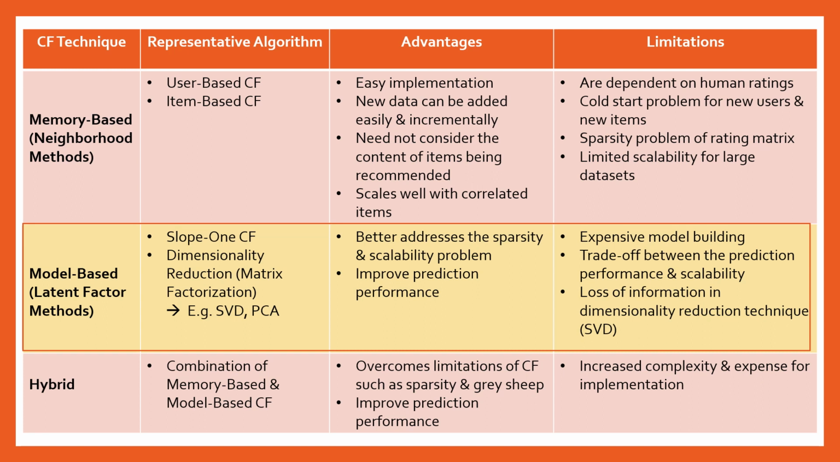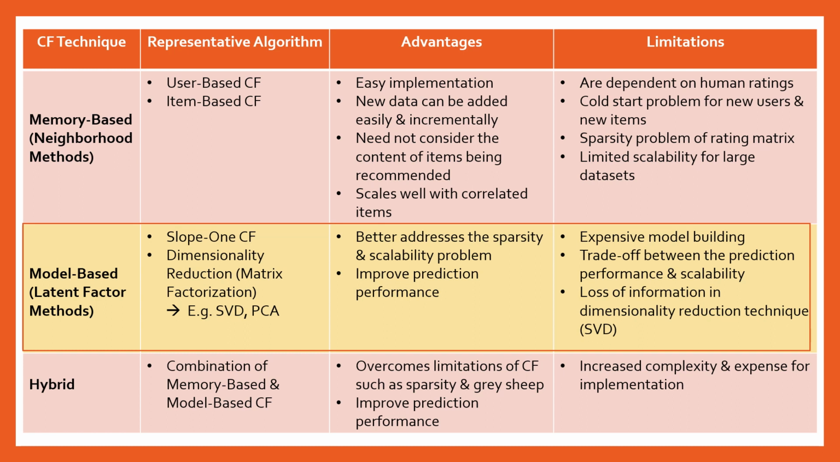On the other hand, there are model-based or latent factor methods, which address some of these limitations. Some of the representative algorithms for this kind of collaborative filtering are slope-one collaborative filtering, as well as dimensionality reduction, which includes matrix factorization, such as SVD and PCA, which we will dive into later. These methods address the scarcity and scalability problem and improve prediction performance. Some limitations are that they require expensive model building, and there is a trade-off between the prediction performance and scalability, as well as a loss of information in dimensionality reduction techniques.